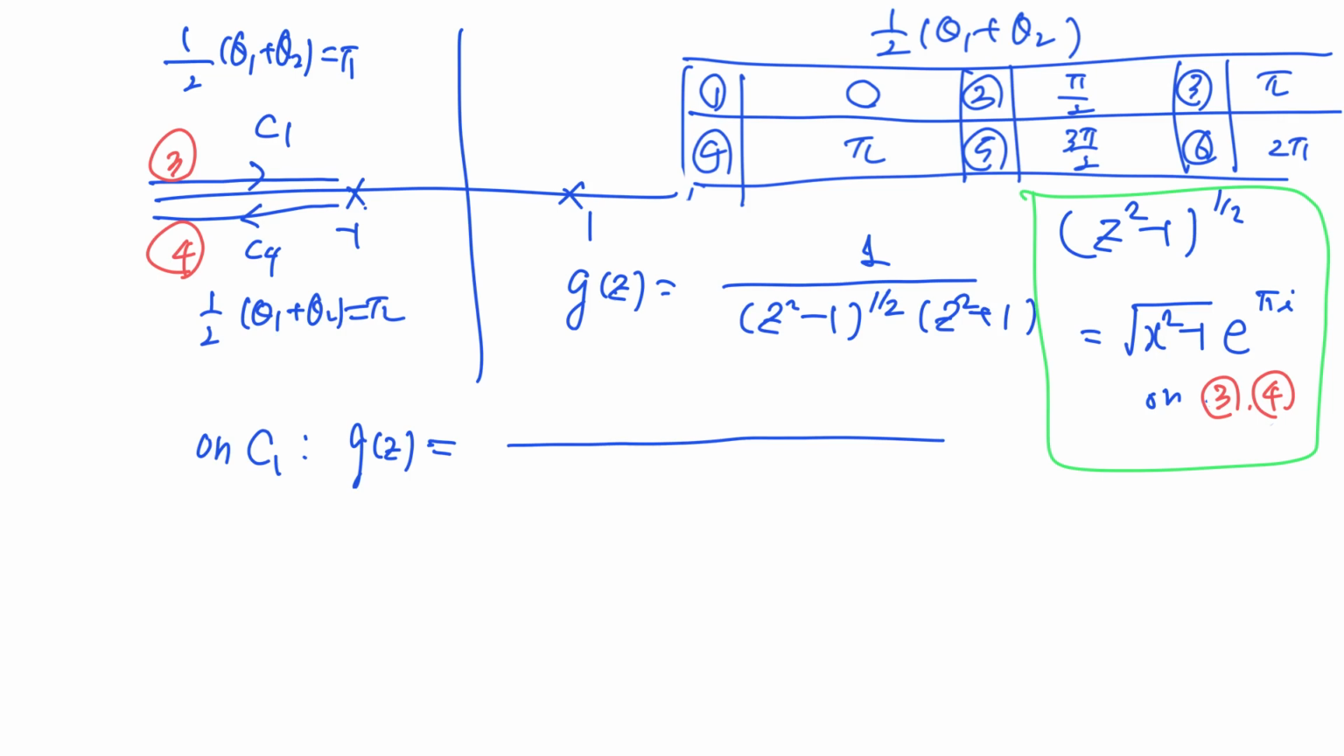Here, absolute value of z square minus 1, to the 1/2. On this side, here, 3 and 4, this angle is pi, right? So this function can be written as absolute value of this with the phase, which is exponential pi, right? And the absolute value of this can be written as x squared minus 1. So on C1, GZ can be written as square root of x square minus 1 exponential I pi, x square plus 1, right?